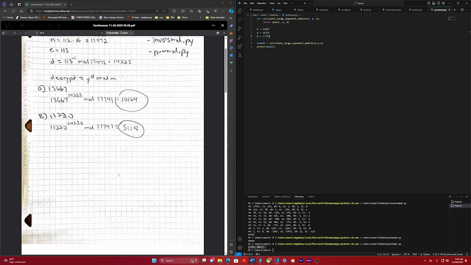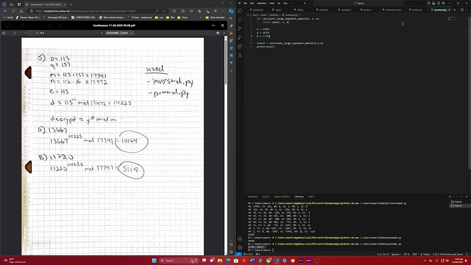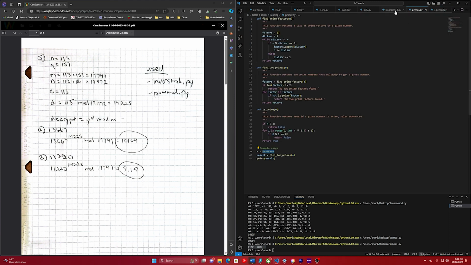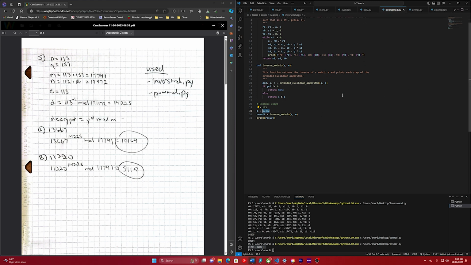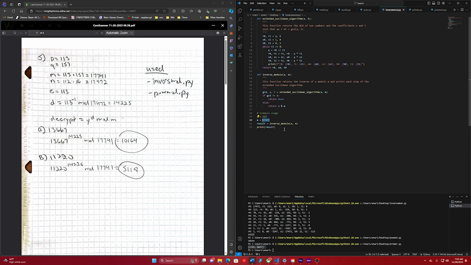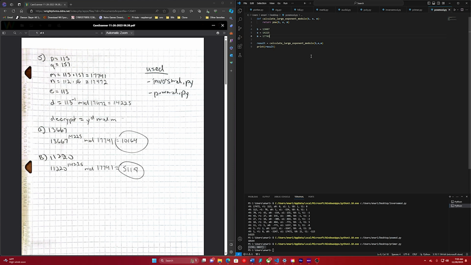So I'll post this video, and I'll post the powermod.py, primer.py, inversemod.py, and then you can use those. I'm not the best at coding, so you could probably make this a whole lot better and interactive. I'm just lazy, so I just fill out the variables here and I hit run every time, but I'm sure you could do something else.